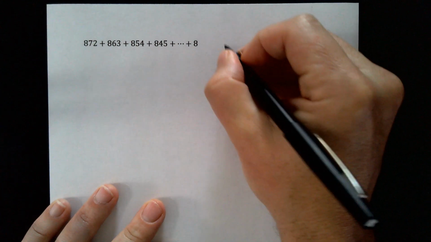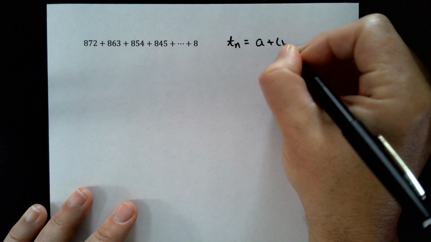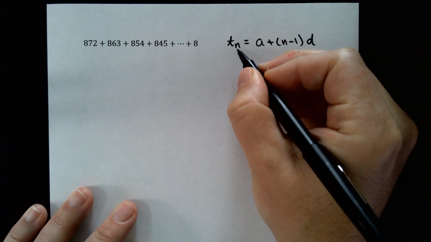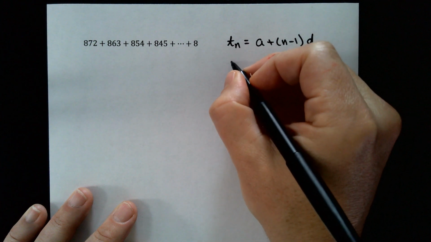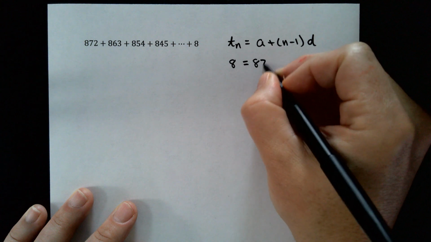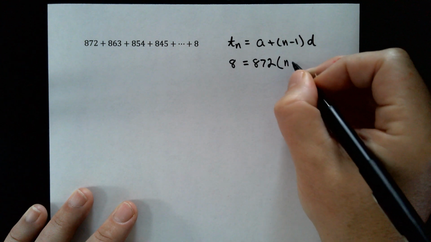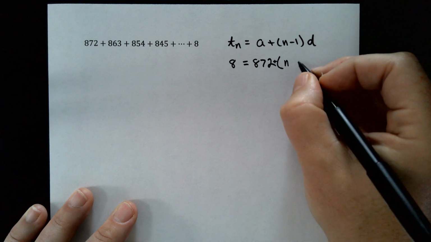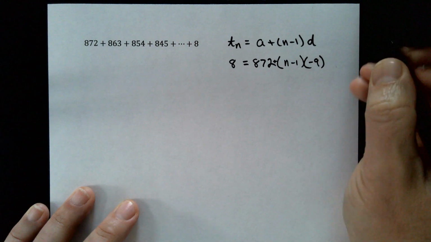Okay, so here's our formula to find the number of terms. T of n is equal to a plus n minus 1 times d. Last term, first term, common difference. So last term is 8 equals first term, which is 872, plus n minus 1 times our common difference, which we said was negative 9.